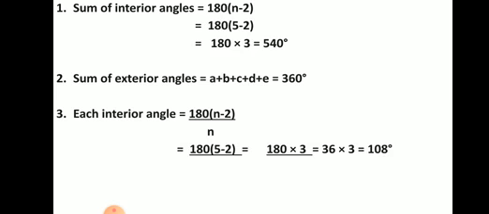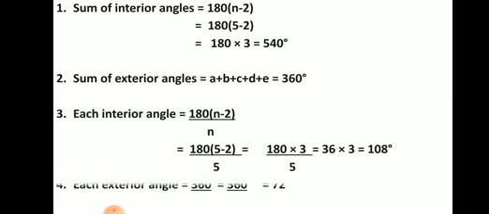That will be 180 into bracket 5 minus 2, then the answer will give us 180 times 3 over 5. The n is 5. So you divide 180 by 5, you get your 36. 36 times 3 will give you 108. It means each of the angles in the pentagon is 108, 108, 108, 108, 108 in 5 places. If you multiply 108 times 5, you'll get 540, because we said the sum of interior angles of a pentagon is 540. So each one of it will be 108. When you multiply by 5, you get 540 back. So are you with me?